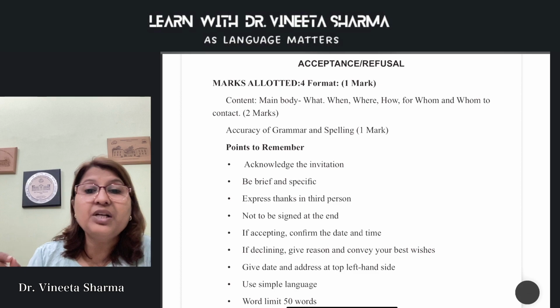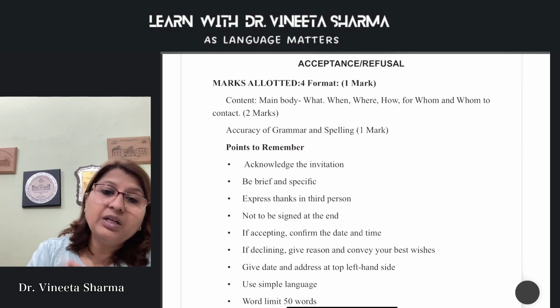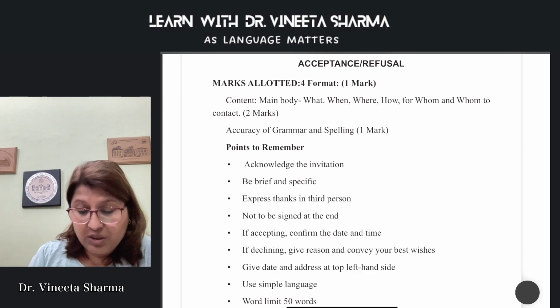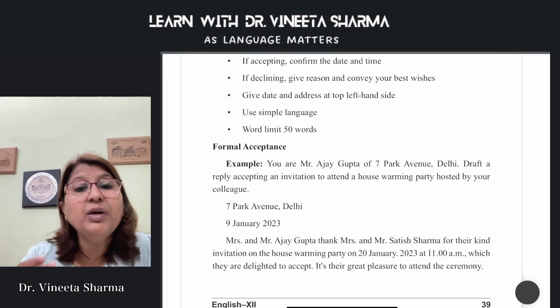Give date and address at top left hand side. Use simple language, and word limit again is 50 words. Okay, let's have a look at an example of formal acceptance.